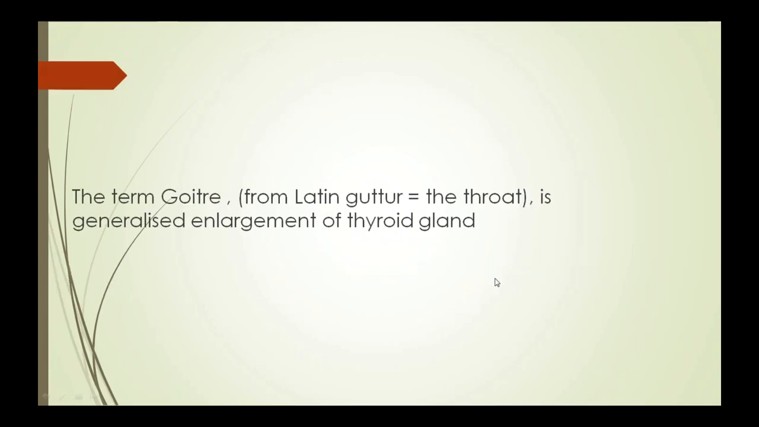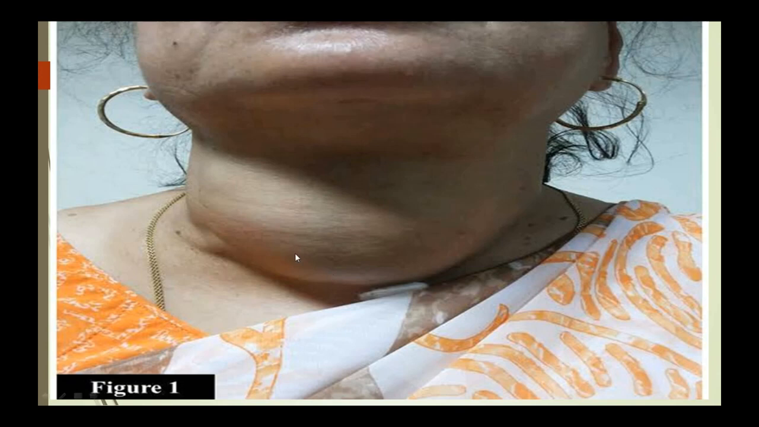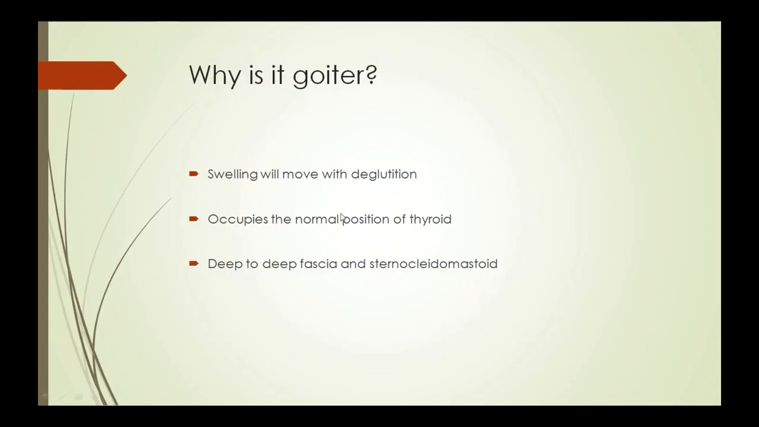Okay, hi. The topic today is goiter and MNG. The term goiter arises from the Latin word gutter that means the throat. It's a generalized enlargement of the thyroid gland. This is an enlarged thyroid gland. This is a goiter. And why is it a goiter?